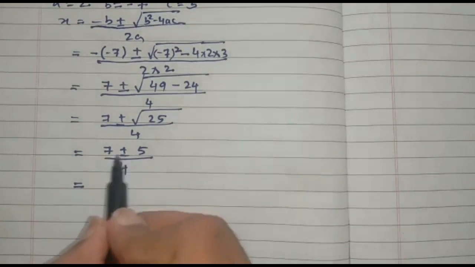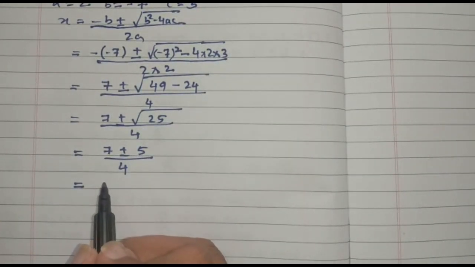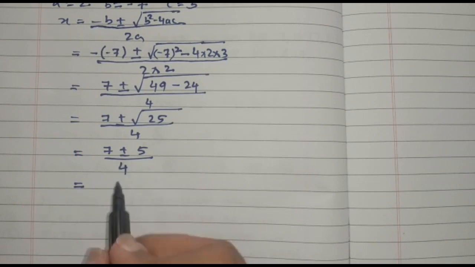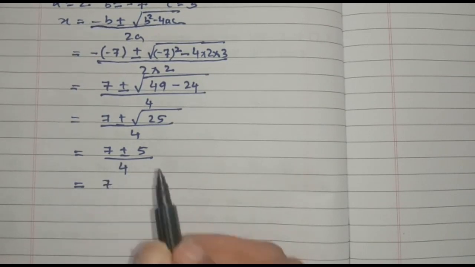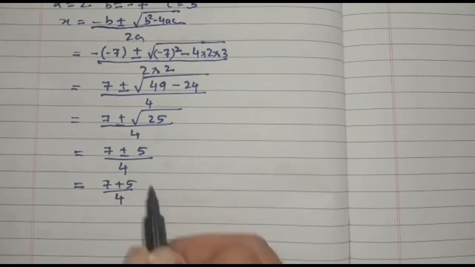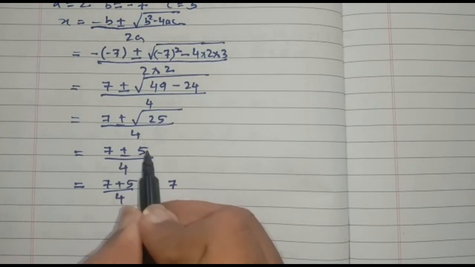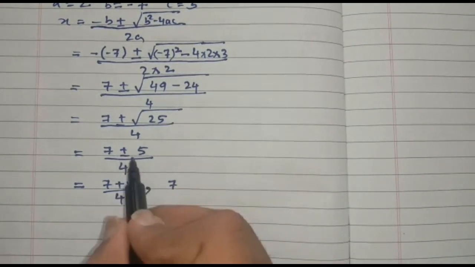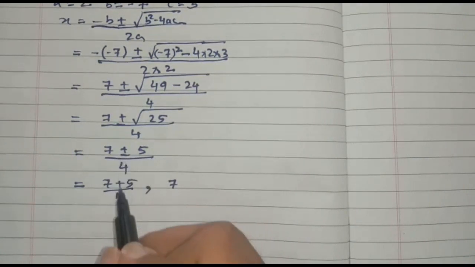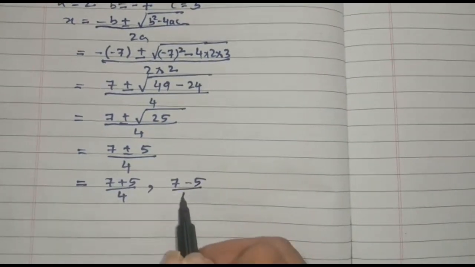Now I have to take first plus 5 then minus 5. Two values will come. Keep in mind, quadratic equation has two roots. 7 as it is. First we are taking plus 5 by 4, comma, again 7 as it is, and this value 5 is in plus or minus, so we have to take two times, first plus 5 then minus 5. 7 minus 5 divided by 4.